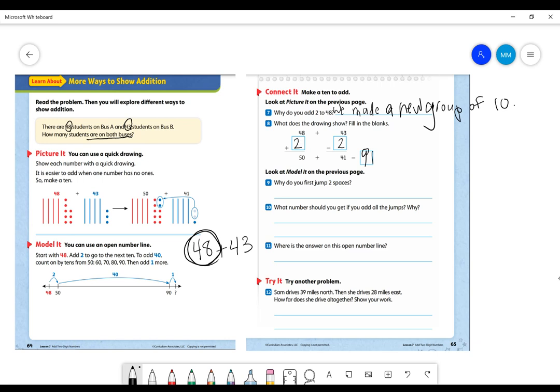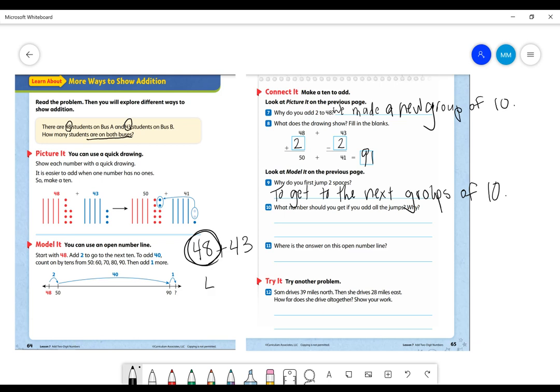So we jump those 2 spaces to get to the next group of 10, and we had 5 tens then. So we had 4 tens and 8 ones. We added 2 ones to make 5 groups of 10 to get to the next groups of 10. What number should you get if you add all the jumps? So if we add all the jumps, what will that be?